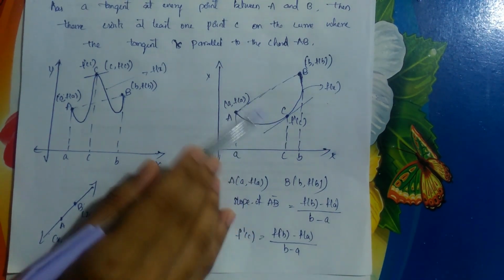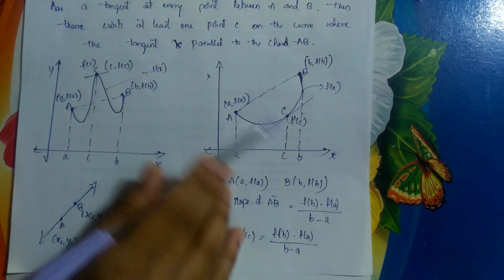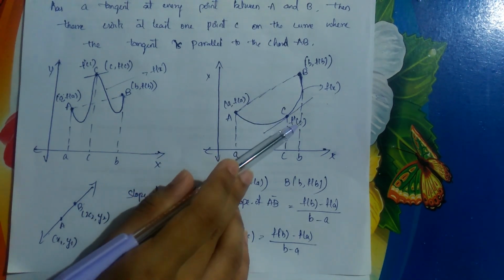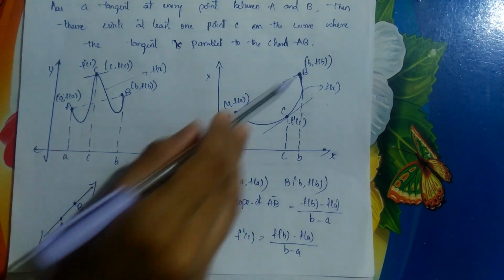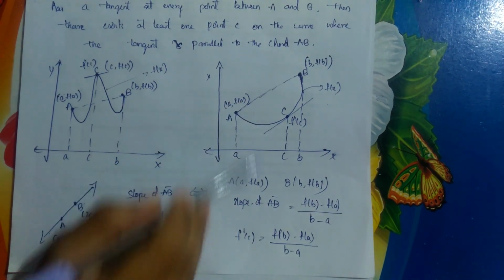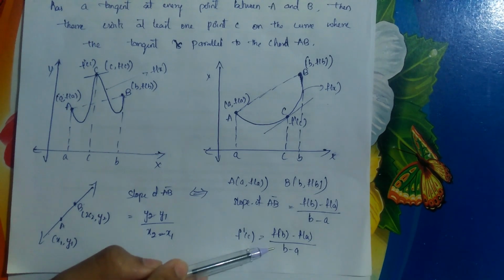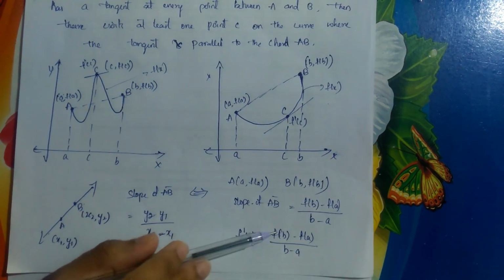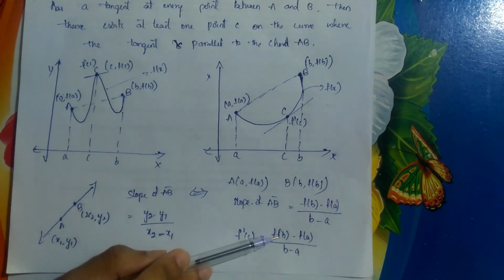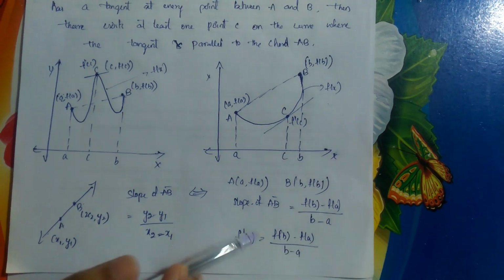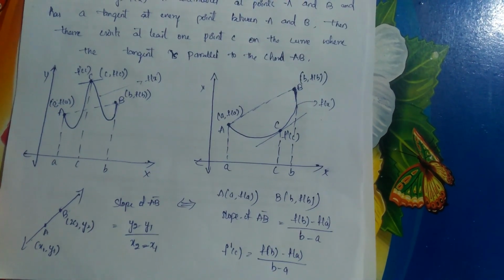So these two lines are parallel, then the slopes are equal. So the slope of this tangent, that is f dash of c, is equal to the slope of these two points, that is f of b minus f of a by b minus a. So we got the point, that is f dash of c is equal to f of b minus f of a by b minus a. Let's solve a few problems on this theorem.